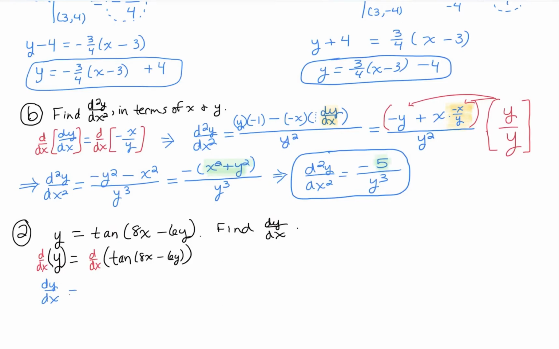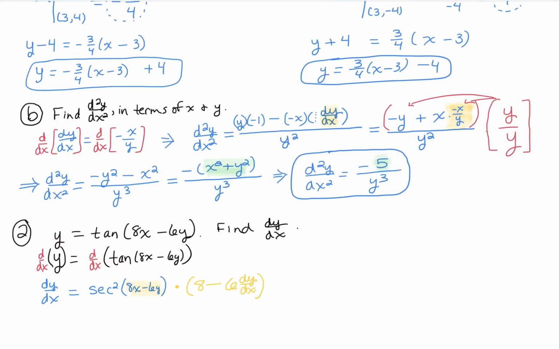On the right-hand side, this is going to be a big old chain rule situation. The outer function is tangent, so the derivative of tangent is secant squared with the inside function left alone. And then times the derivative of that inside function. The derivative of 8x is 8, minus 6 times the derivative of y. I just differentiated a y, so dy dx. And so here's what I now have.